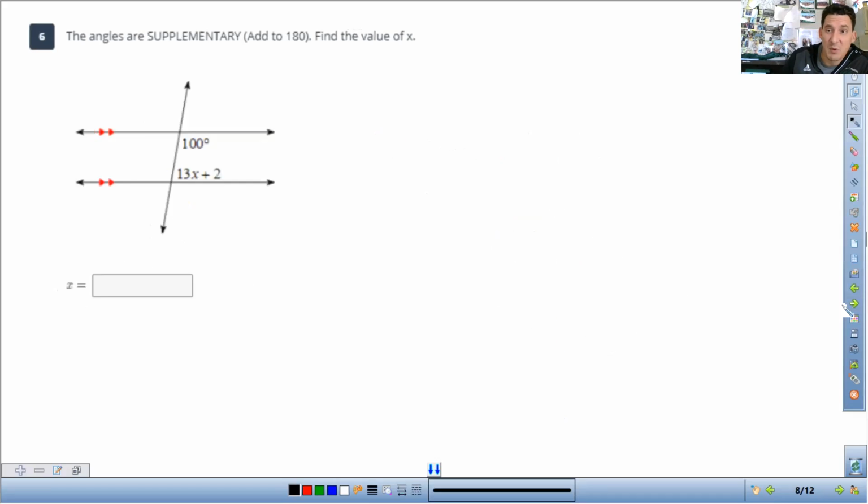One more example of supplementary. Again, it tells us it's supplementary, but it's always helpful to practice putting in this checkerboard pattern so we can see it every single time.